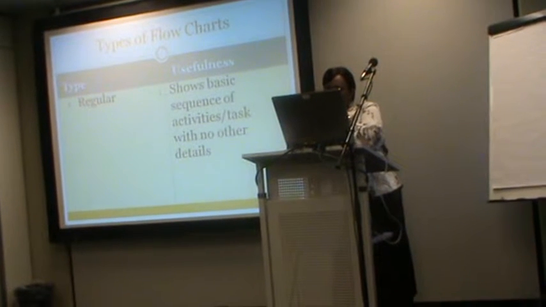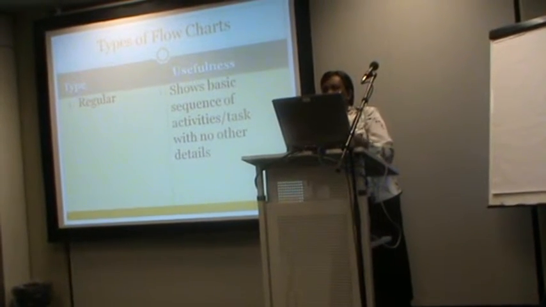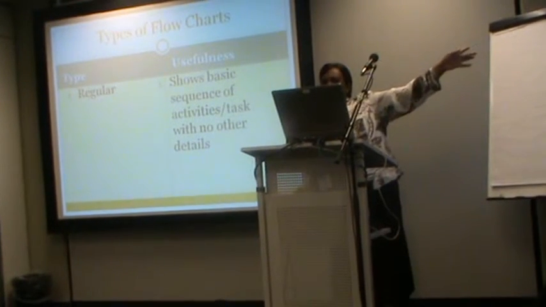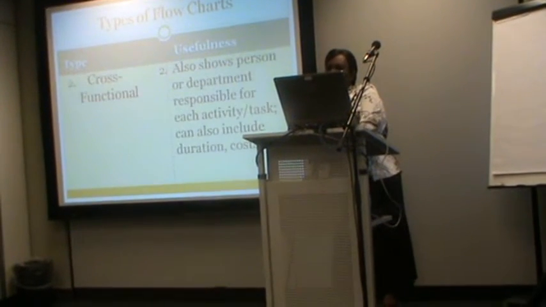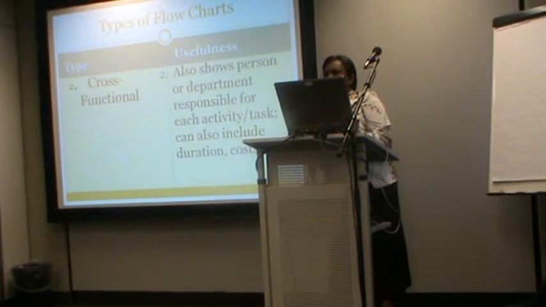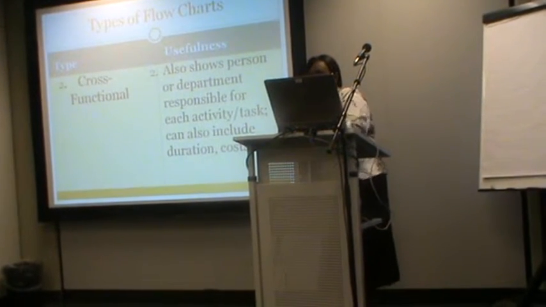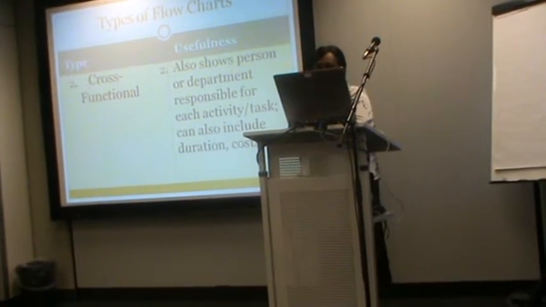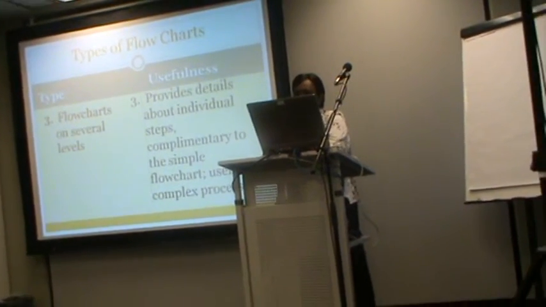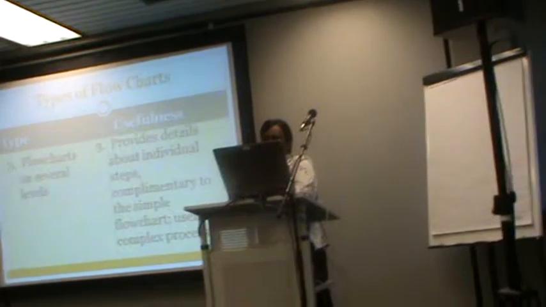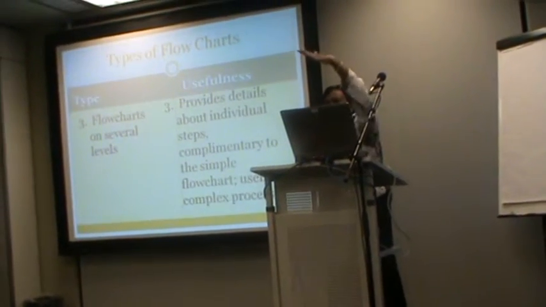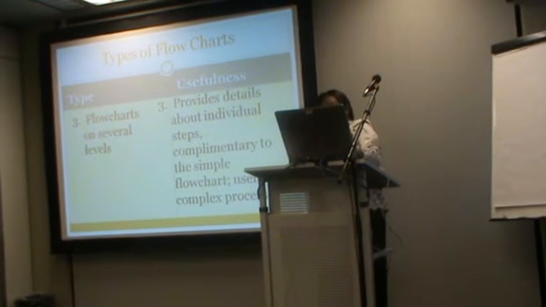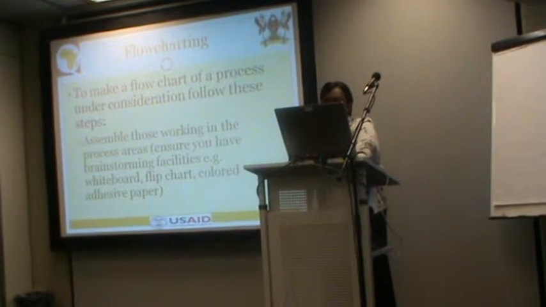There are a number of flowcharts. There's what they call regular or high level. It just shows a basic sequence of tasks with no other detail. There are cross-functionals, which I'll show you in a few minutes. They also show who's doing what, which department, what tasks. So they give you more detail. And flowcharts can be on several levels, where you can go down, you look at the resources, you look at the people, you look at the activities.